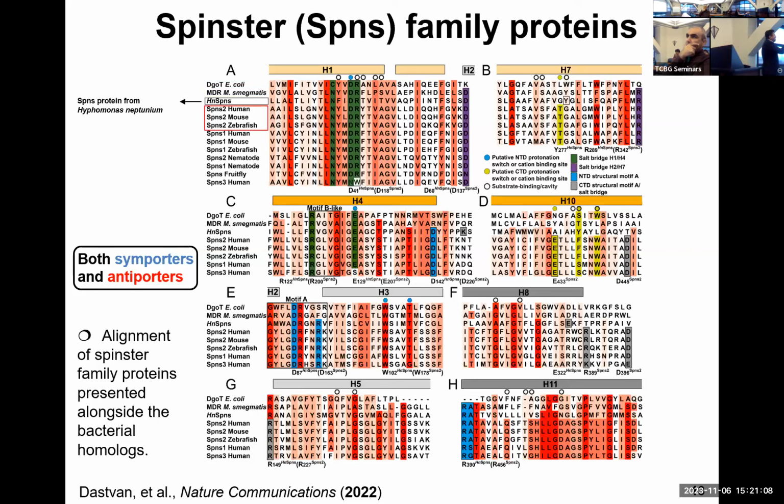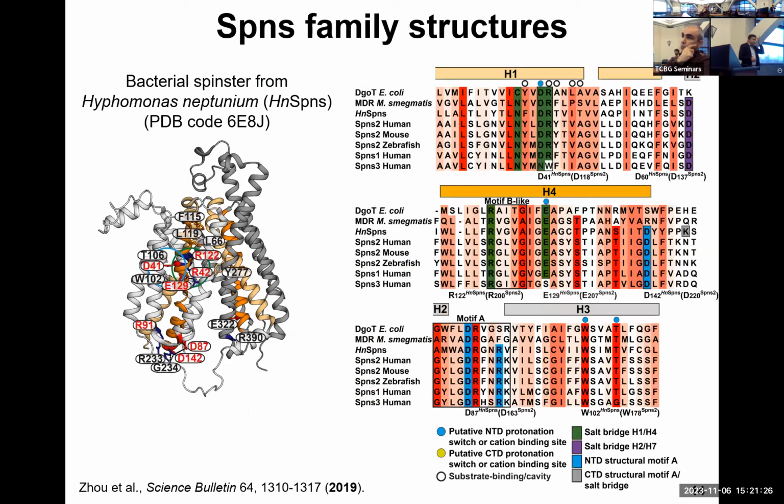So we started our study on this bacterial homolog from Hyphomonas neptunium, and as you can see, between it and the human Spns2, especially the N-terminal domain is highly conserved, so we can have a mechanistic comparison between the two systems. Here I'm showing the crystal structure of the bacterial homolog. For instance, among the important residues, we have arginine 42 in the middle of TM1, a putative substrate binding site, so it can bind, let's say, lipids.